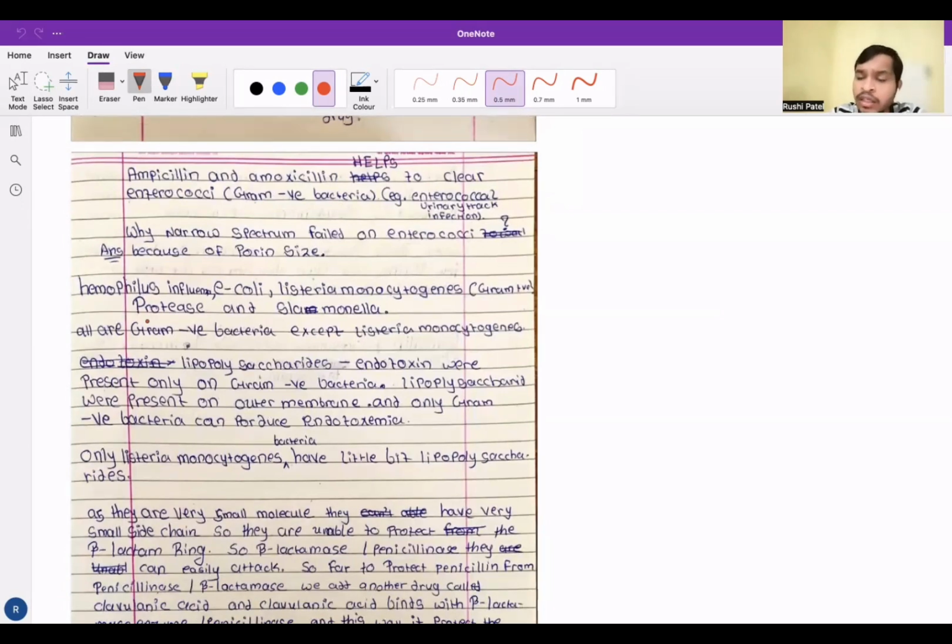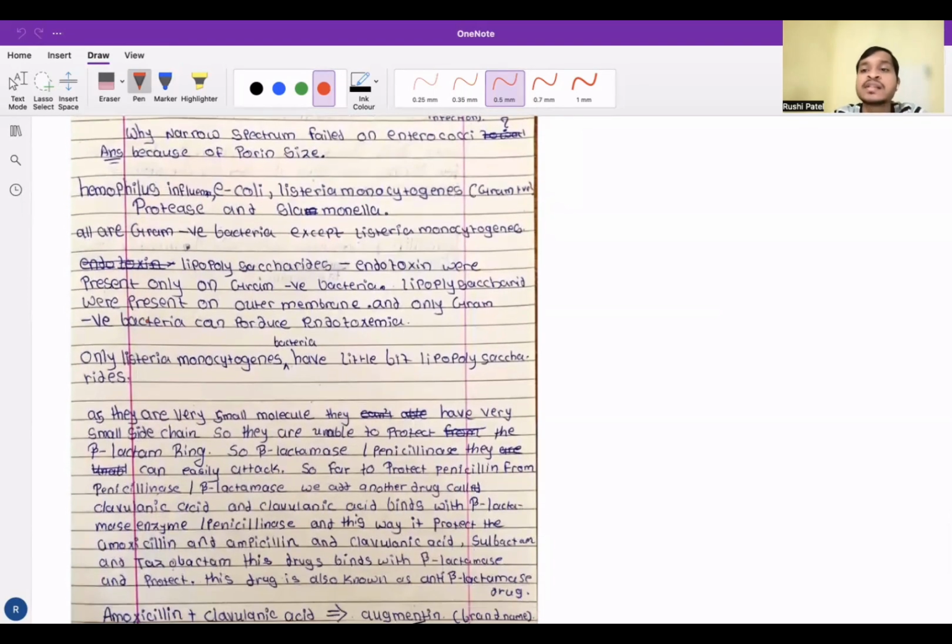Haemophilus influenzae, E. coli, Listeria monocytogenes, Proteus, and Salmonella. Except Listeria monocytogenes, all are gram negative. Only Listeria monocytogenes is gram positive. Who has the endotoxins? Gram-negative bacteria have endotoxins.